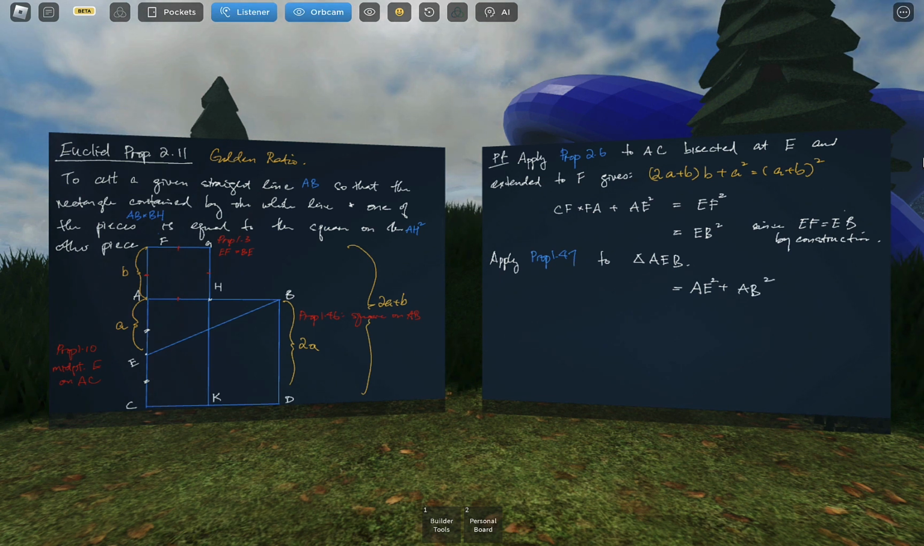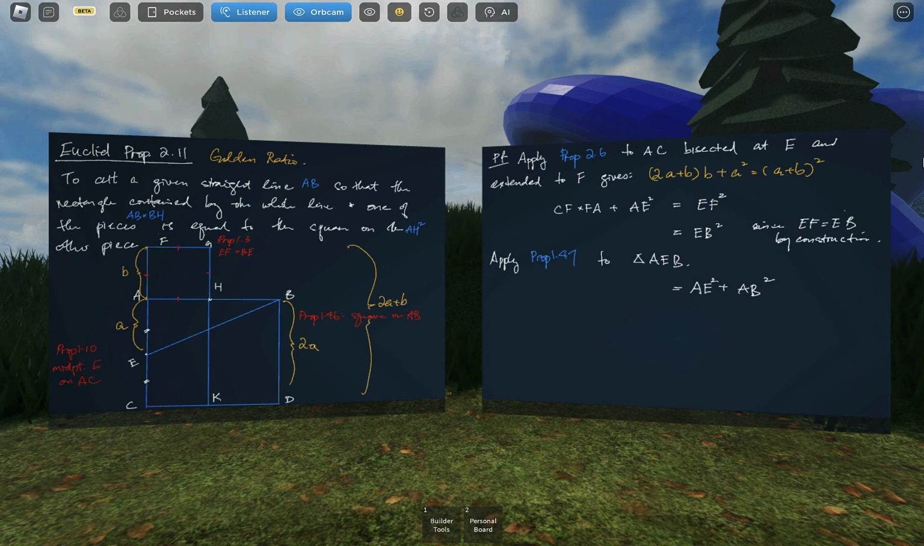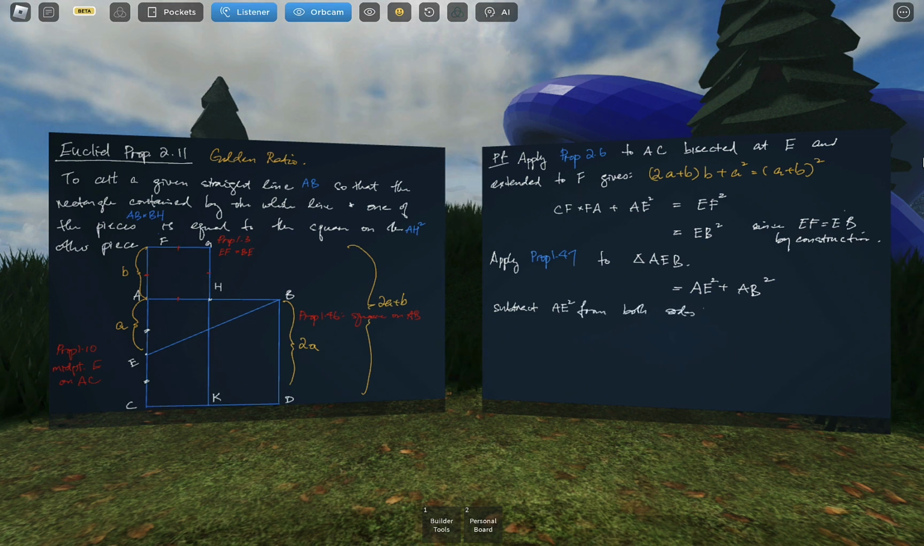And now we're just going to take away AE squared from both sides. And this seems like the kind of algebraic subtraction that we've done before, right? We're adding up a bunch of squares, and we see the same term appearing on both sides, and we're just going to take it away. So this is very much like doing algebra. AE squared from both sides. Right, and this gives us CF cross FA is equal to AB squared.